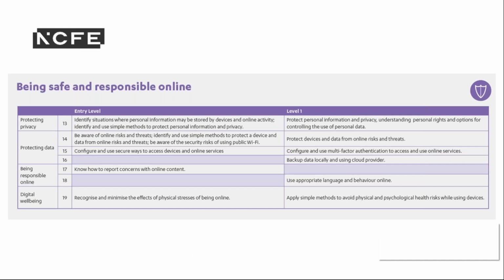So the learning outcomes for being safe and responsible online are listed on the slide, and you will also find them in the qualifications spec in the materials section on QUALHUB, which we will cover later. This slide's useful to compare the differences between levels easily. For instance, at entry level, learners need to have an awareness of online risks and threats and to be able to use simple methods to protect a device from online risks and threats. And at level 1, learners need to be able to protect devices and data from online threats and risks. At level 1, learners need to be able to back up data and use a cloud provider and use appropriate language and behaviour, whereas at entry level, this is not covered.